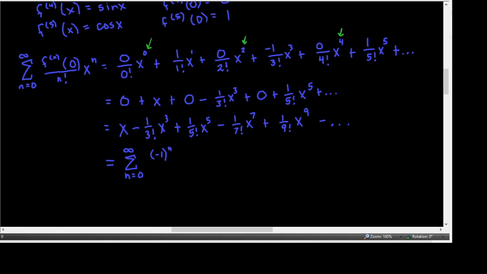We'll be fine. Then we need to have a power of x that is an odd number. How do we get an odd number if n is 0, then 1, then 2, then 3?